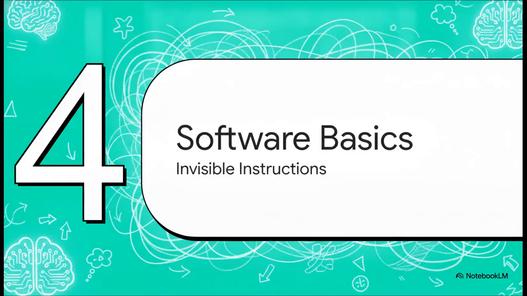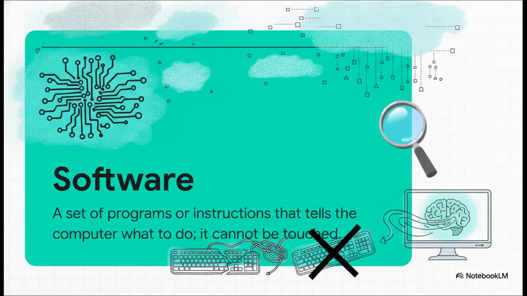Section 4, software. The invisible instructions telling the computer what to do. Software is the total opposite of hardware. It's the set of programs or instructions that explicitly tells your computer how to behave. It is completely intangible. You can't see it as a physical object, and you definitely can't touch it. And the best part? Unlike that physical keyboard where the keys might get stuck after a few years, software can't physically wear out. It's purely logical.